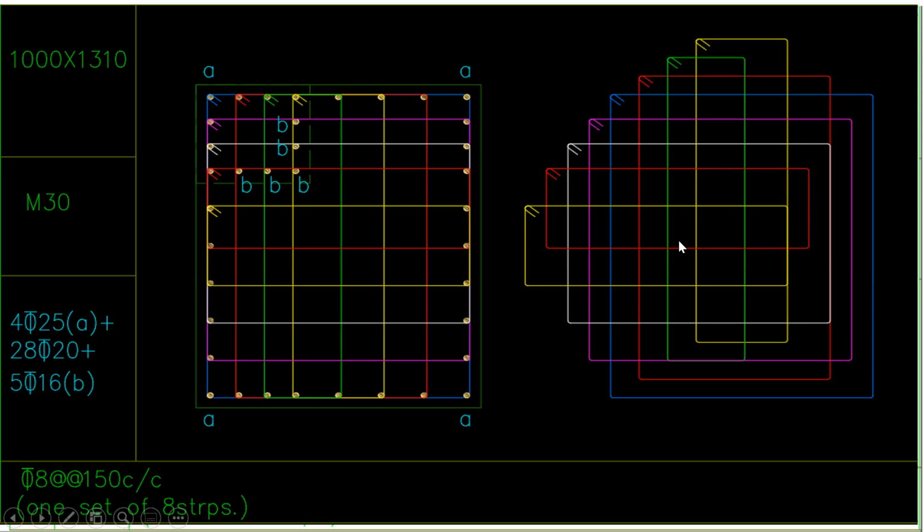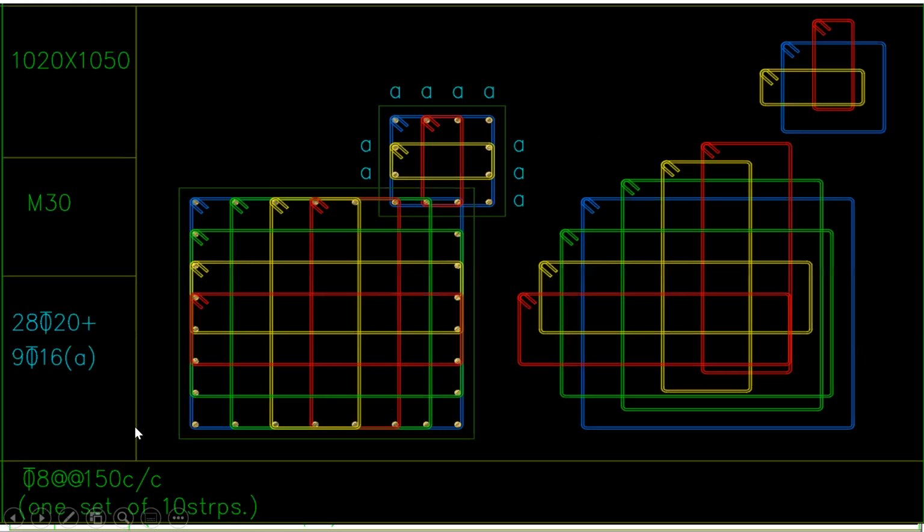And in the same way, these are the lateral ties. Again, how many numbers? You have to provide one set of 8 stirrups. That is why you have to count it. So there are 8 in number. This is a bigger one. Next is this one, next is this one, this one. All these are 8 in number. So what should the spacing between them be? You have to provide 8 mm lateral ties, and the spacing between each lateral tie should be 150 center to center.